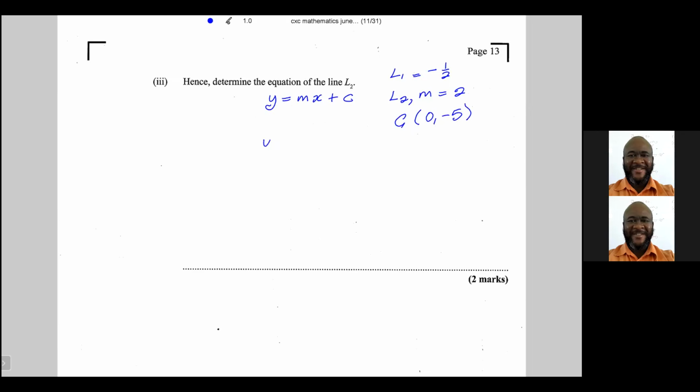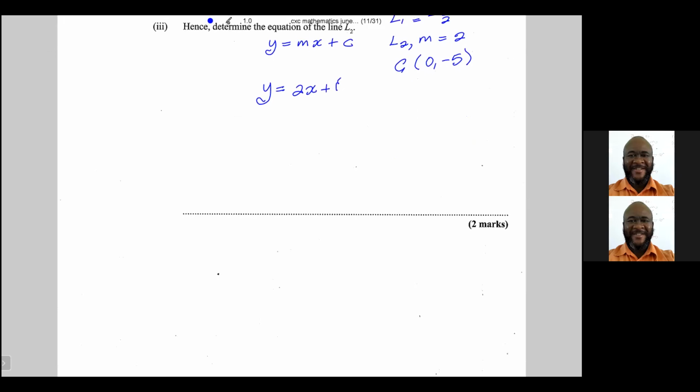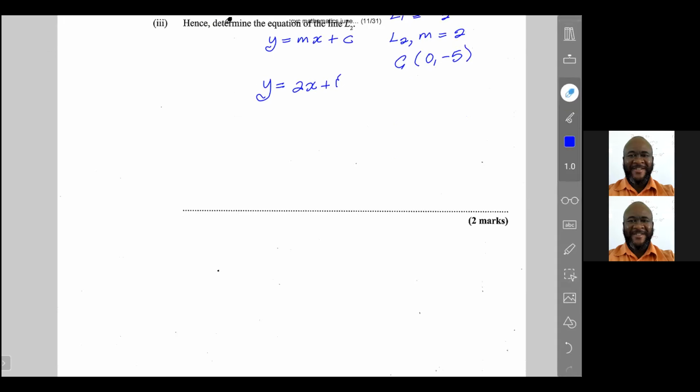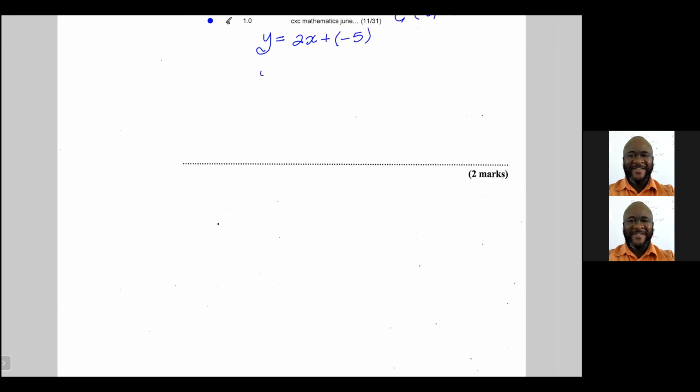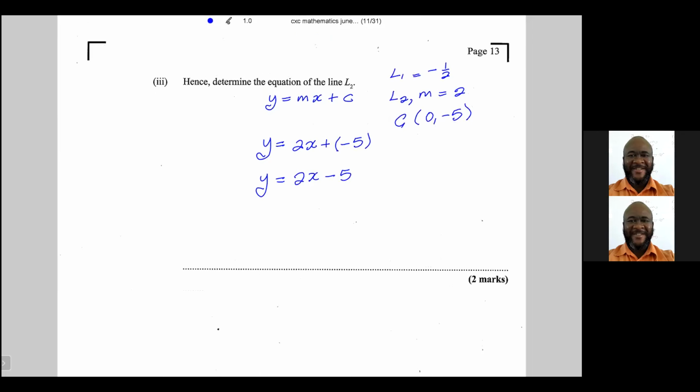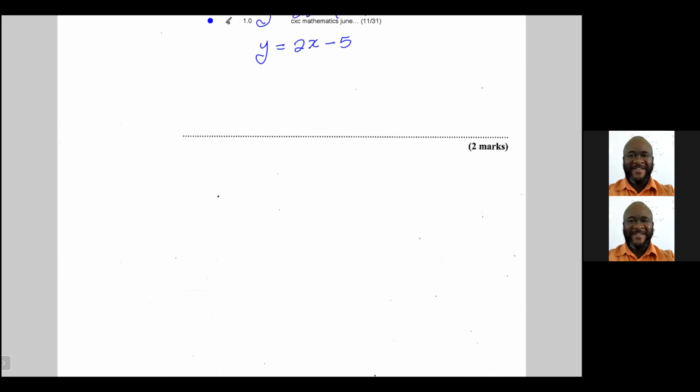So the equation of this line is y is equal to the gradient, which is positive 2x, plus c, which is the y-intercept, which is minus 5. So plus minus 5. So my answer is y is equal to 2x minus 5 is the equation of line 2. All right, let's see what's coming next.